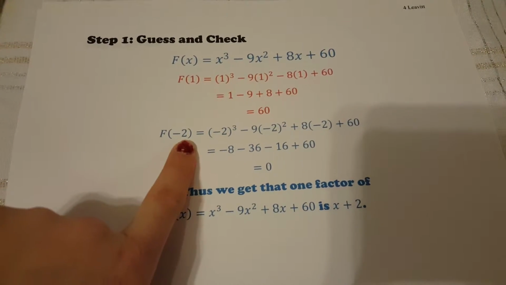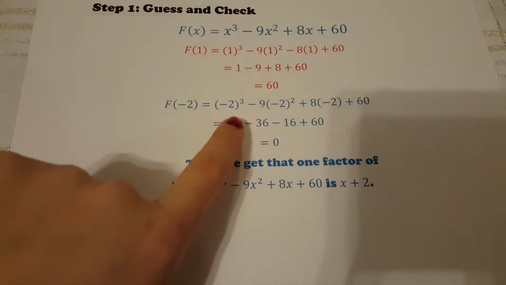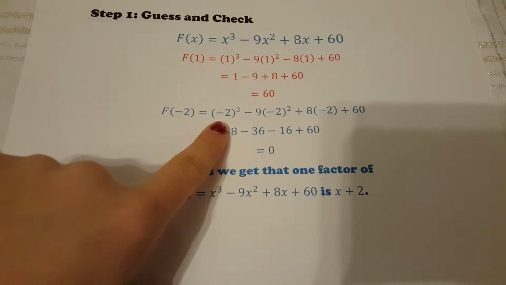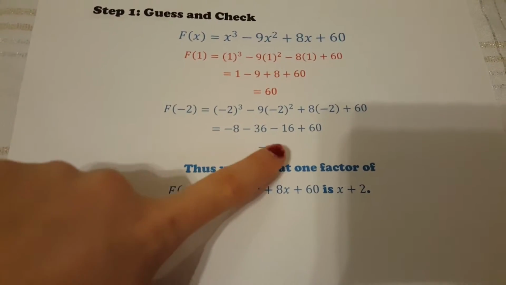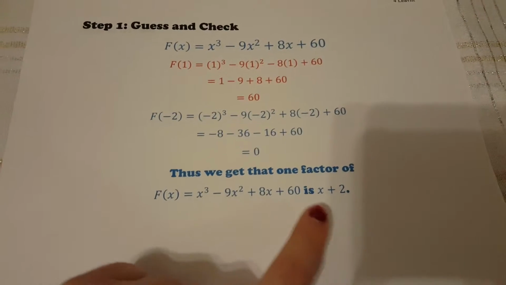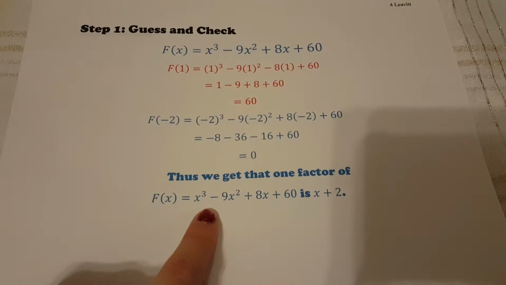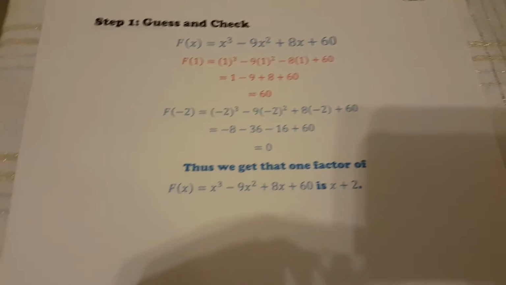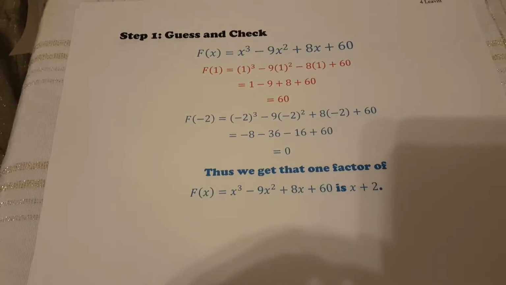So I plugged in a number 2 here, and if you look at all the x's, it's a -2, and we end up with 0. So what this means is that this is one of the factors of our equation. So this brings us to step 2.